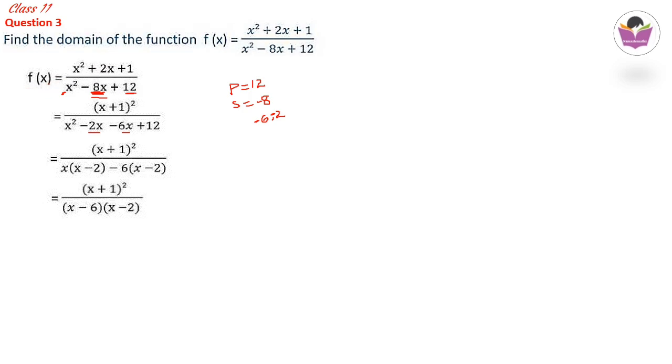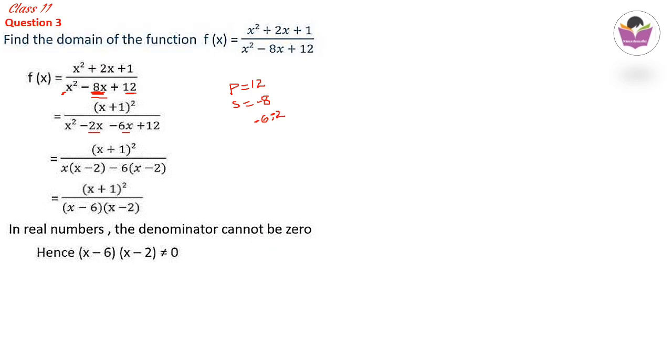And always you have to check that when there is a denominator, our condition must be that the denominator should not be equal to 0. Because denominator 0 means it is indeterminate form, it is not defined. So this is our condition. The denominator should not be 0. Means in real numbers the denominator cannot be 0. Because of that, x minus 6 into x minus 2 is not equal to 0. Means when you equate each factor, x minus 6 is not equal to 0.